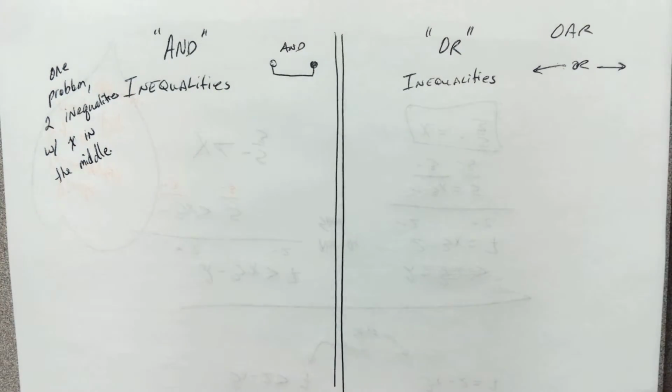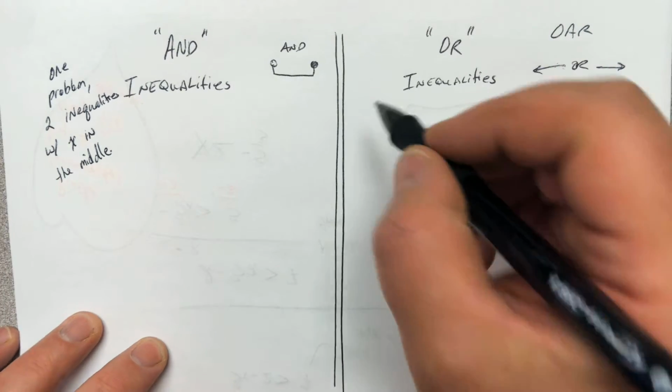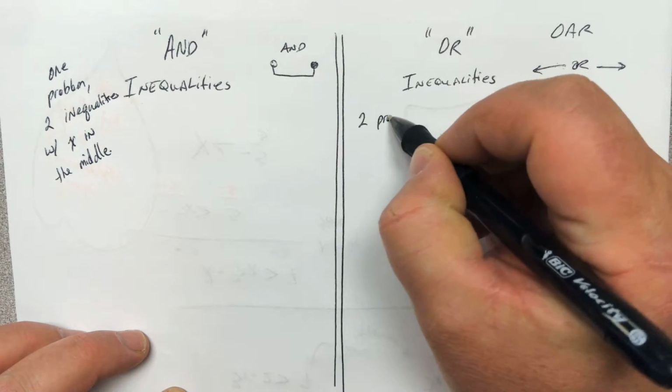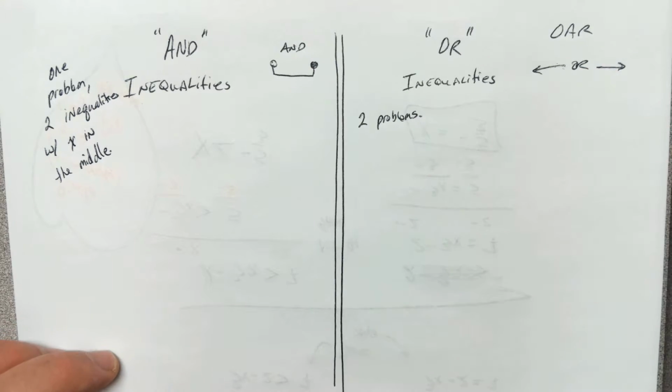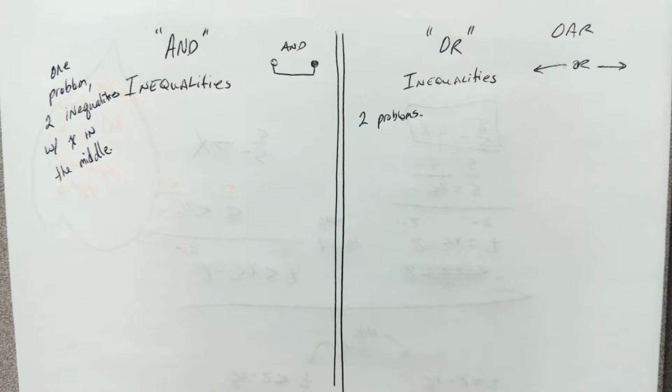And you're going to keep x in the middle. I'll show you what it means in a minute. And then here, with the or, you're going to have two problems. Straight up, just two problems. So if you have one problem, two inequalities, it's and. Two problems, it's or. So let me show you what I mean.